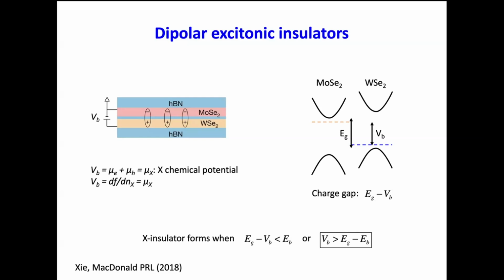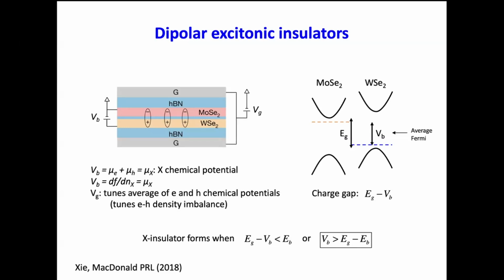Okay, and it turns out that this VB here is equal to the separation between the electron and hole Fermi energy. So it's actually equal to the exciton chemical potential. So in this setting, you actually have a continuous knob to tune the exciton chemical potential and exciton density.